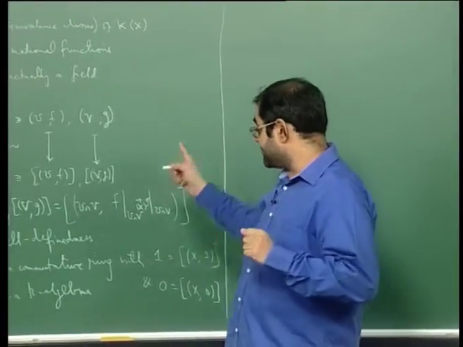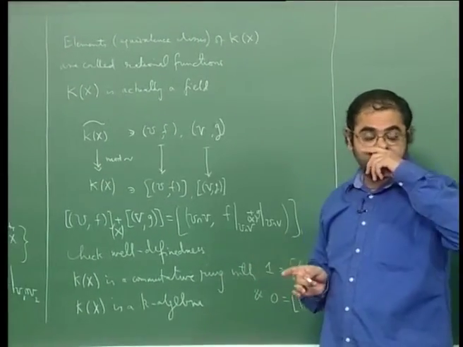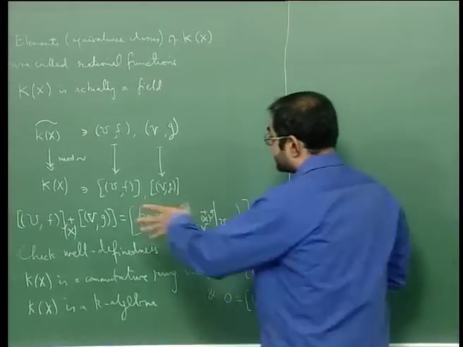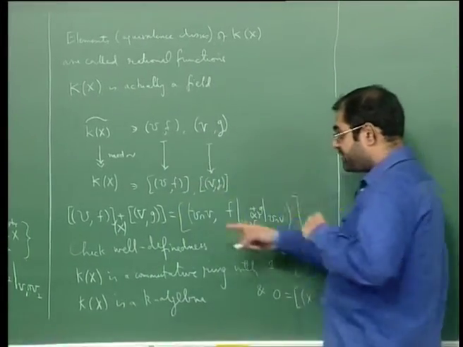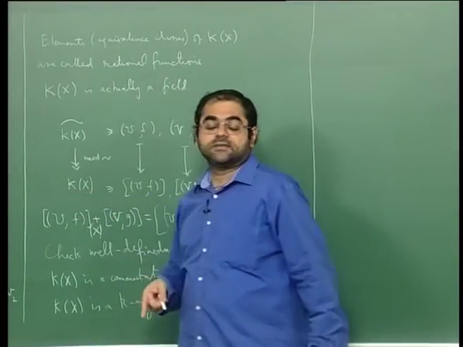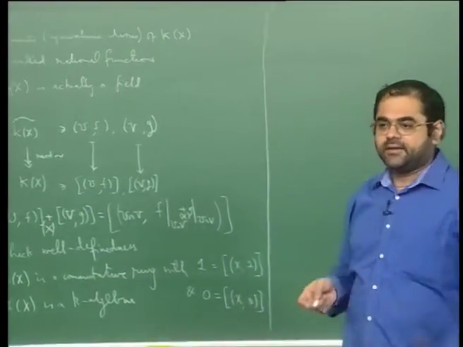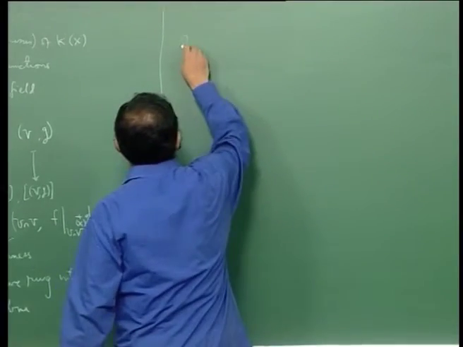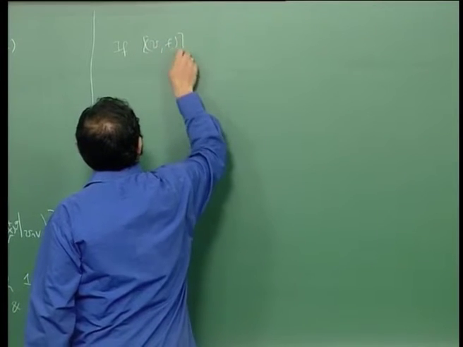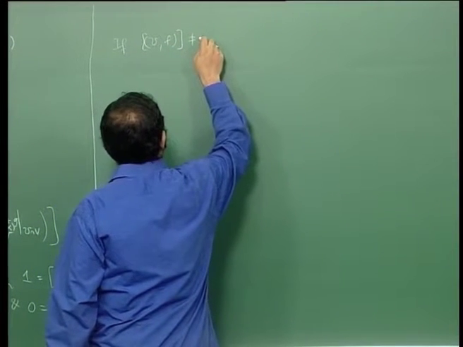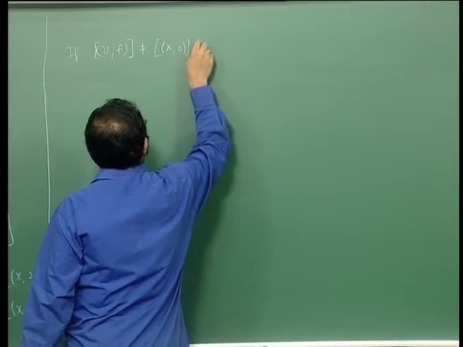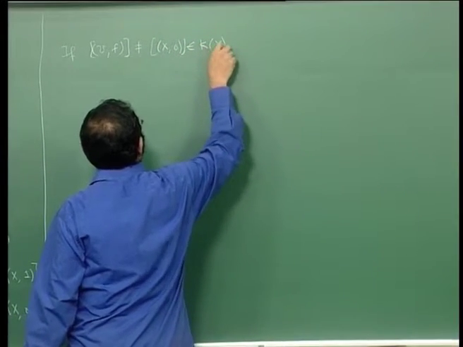But the point is, in this case you do not get... the only maximal ideal you will get is 0, and so you will get a field. So why is this a field? To show that this is a field, I will have to tell you that every non-zero element here is invertible, okay. So if you take (U, f) not equal to the 0 element, the 0 element is (X, 0) in K(X), okay.